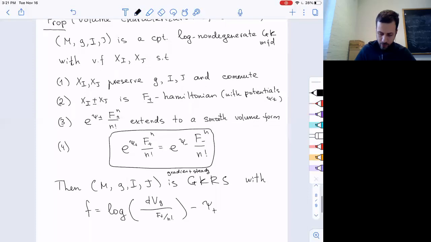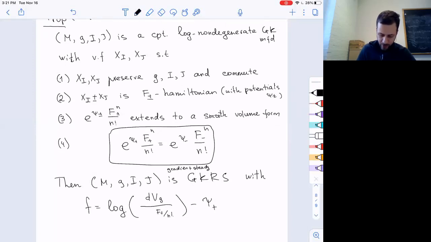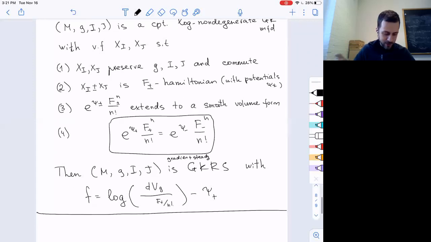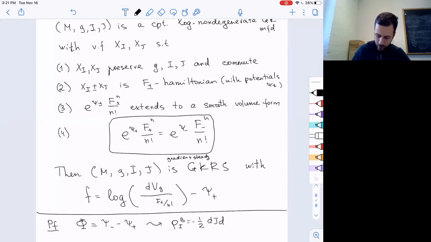So I will not go into the proof in detail, but I'll mention one remarkable formula from Jeff's and Vesta's paper. As I mentioned, this capital phi is the difference; if the signs are right, it should be psi minus psi plus. You can use this function to calculate the Bismuth-Ricci, which will be 1/2 dj d of phi.